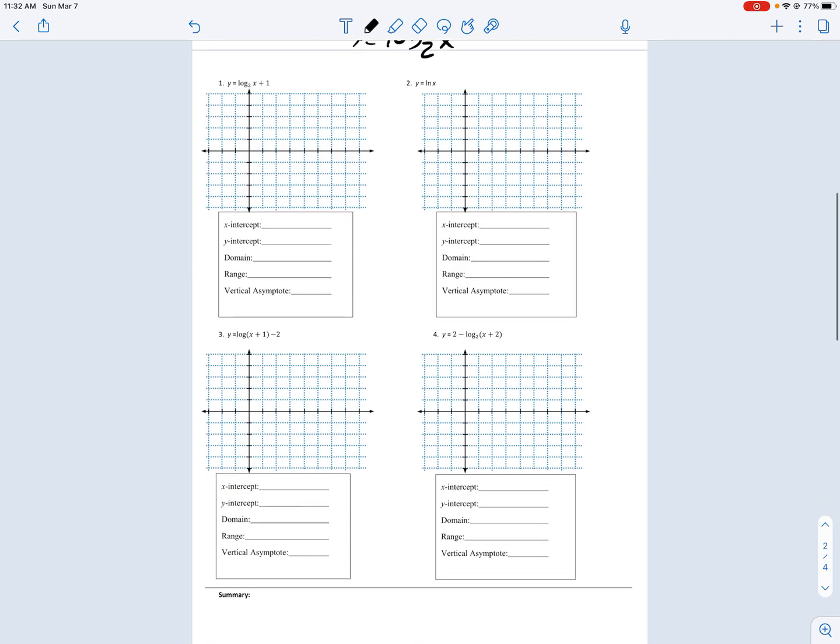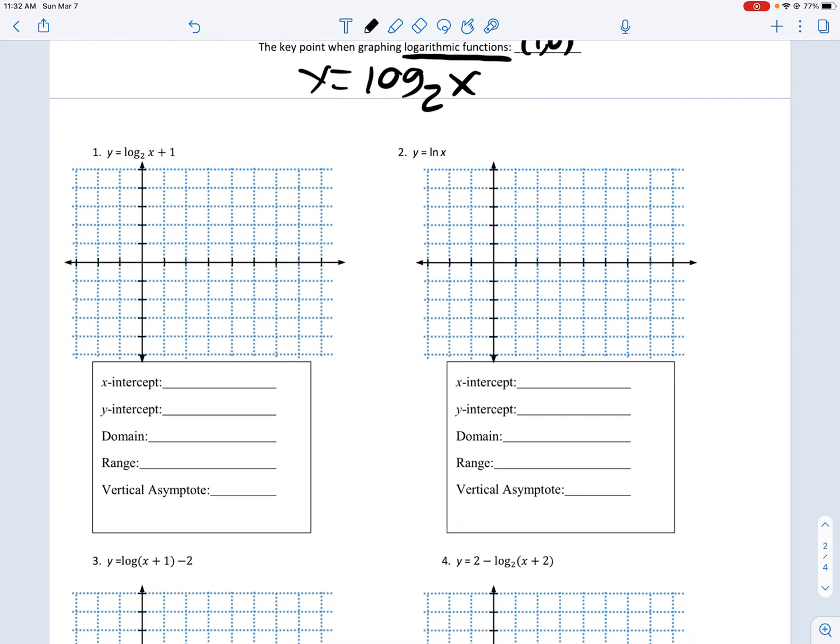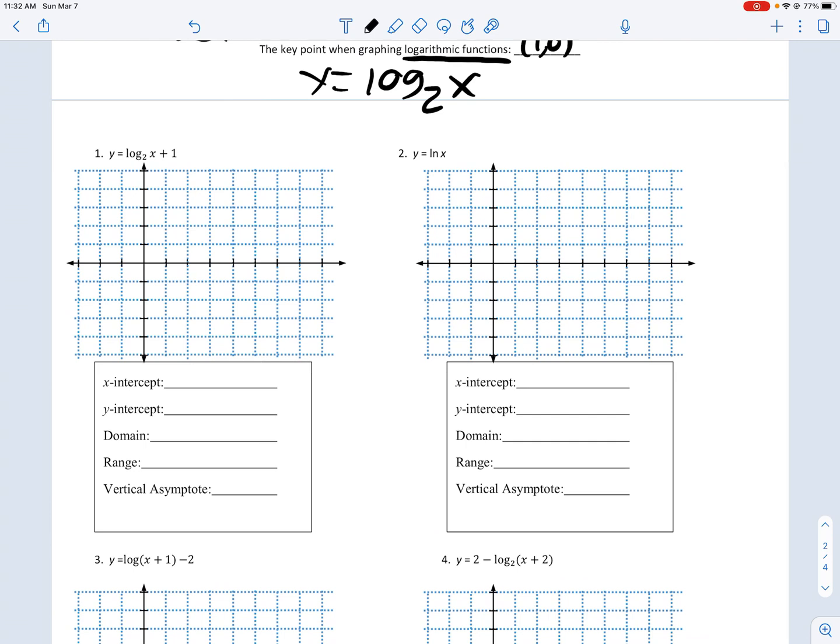So all the graphs we do now are going to be based off of that blue graph, the inverse of exponential. So y equals log base 2 of x plus 1. So this graph has been shifted up 1. So instead of being at 1, 0, the key point now is 1, 1.